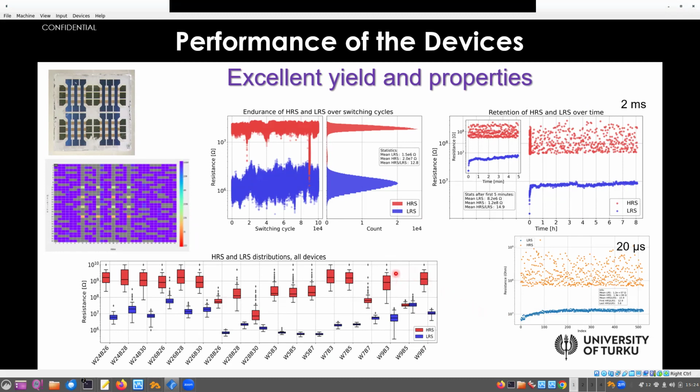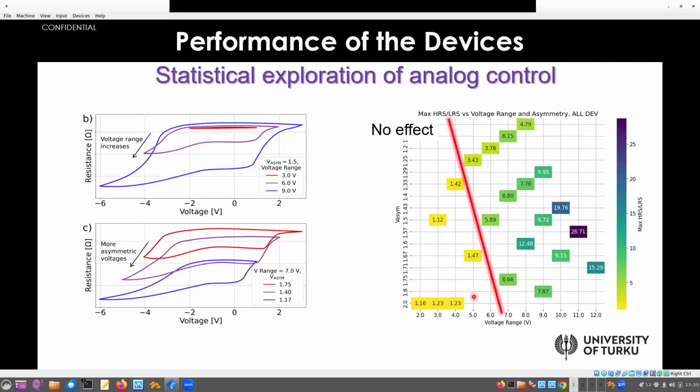There is some variation in the resistance states, but if you're aiming at neuromorphic crossbar applications, that doesn't matter so much, because what we are aiming at is this real STDP kind of learning process, and this is what we want to test. And for that, we want to have this analog control of the devices. And here is an example.